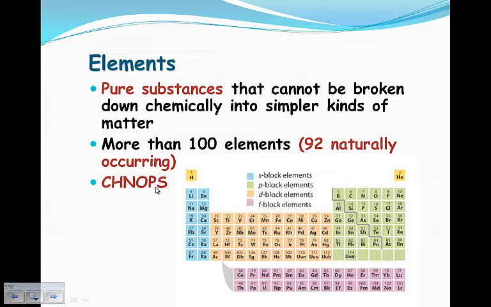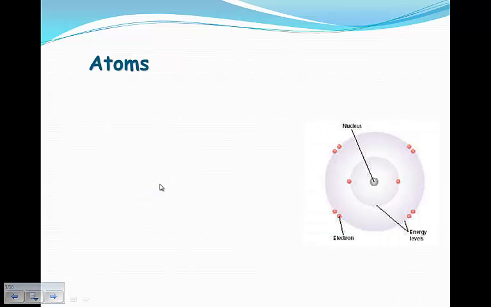Now this, CHNOPS, these are the most abundant elements, and that would be carbon, hydrogen, nitrogen, oxygen, phosphorus, and sulfur.